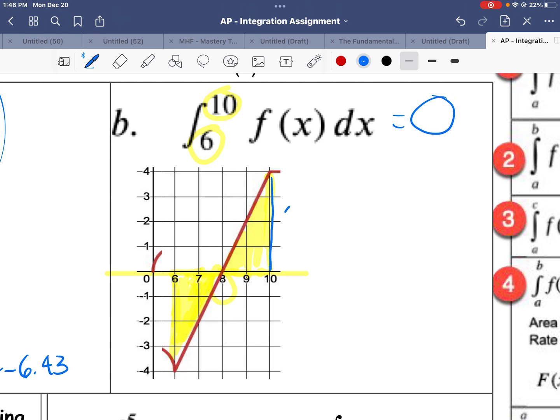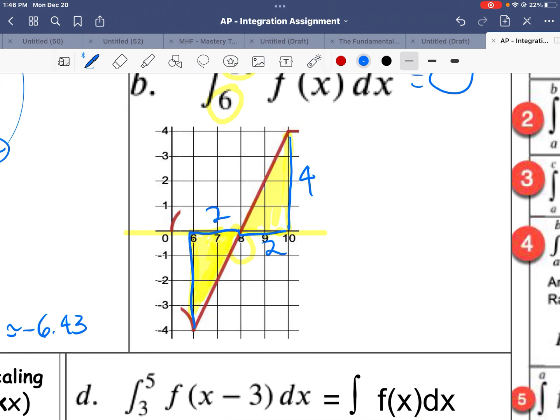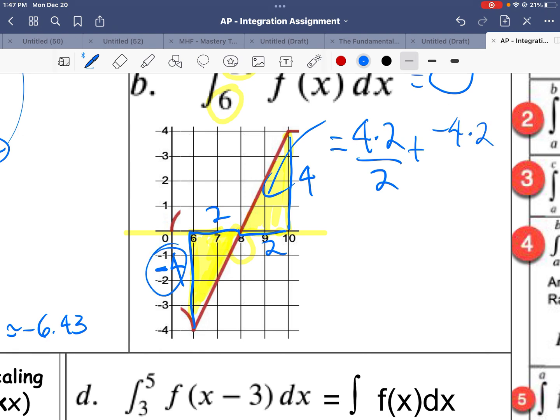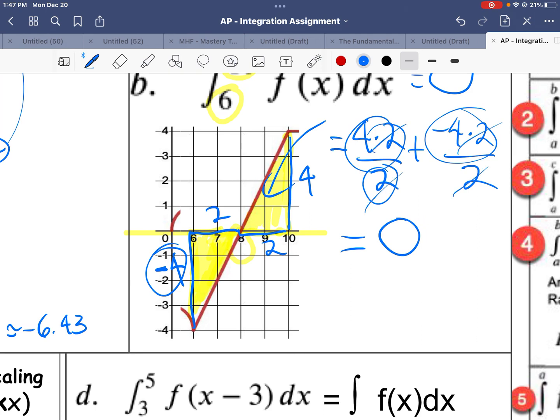If I look at this, that dimension is 4. That dimension is 2. That dimension is 2. That dimension is 4, except it's negative 4 because it's a negative y value. So if I want to get area, what I've got here is 4 times 2 divided by 2, and that's this area here, plus negative 4 times 2 divided by 2. Same numbers, opposite sign, right? So 4 times 2 is 8, divided by 2 is 4. Negative 4 times 2 is negative 8, divided by 2 is negative 4. The 2's would divide out, and I've got positive 4 plus negative 4, which is 0. But I can just write 0.